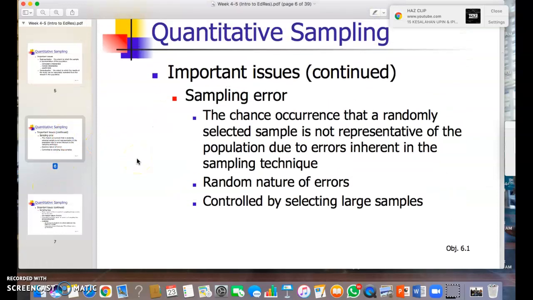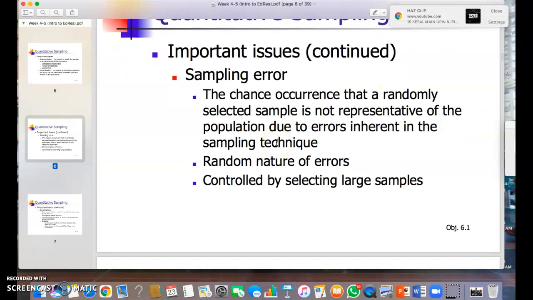Okay, another important issue is sampling error. When we are having the sample, please be careful and watch out. It is the chance occurrence that a randomly selected sample is not representative. For example, you are going to use cluster random sampling, but you pick individually from each class, so it is not cluster but individual. So watch out for the way or the technique of choosing the samples.